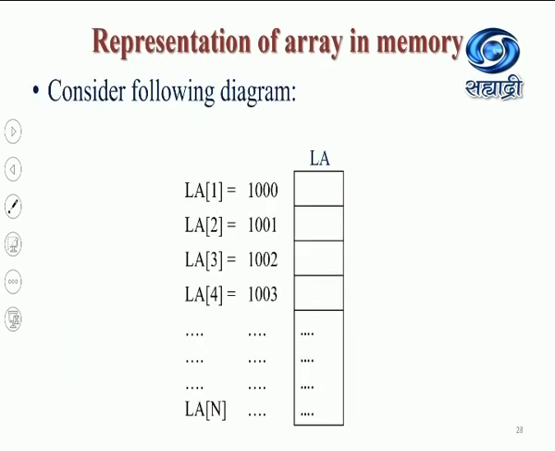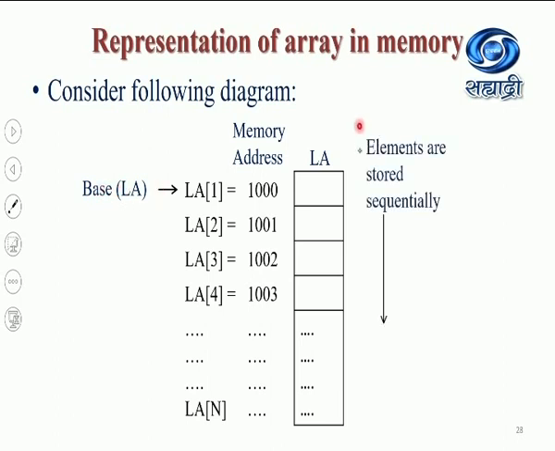The array name is LA, and the first element is stored at location 1000. These are the memory locations 1000, 1001. And then this LA of 1 is the base of LA, the first element's address. All the elements are stored in sequential order, so you can find a particular element's address when you know all the values.